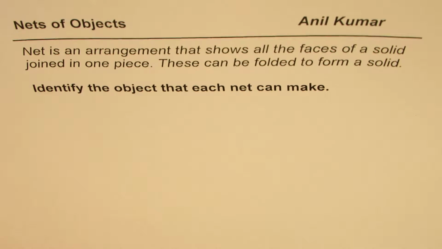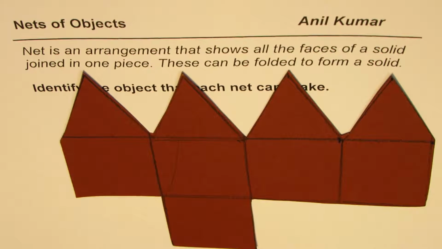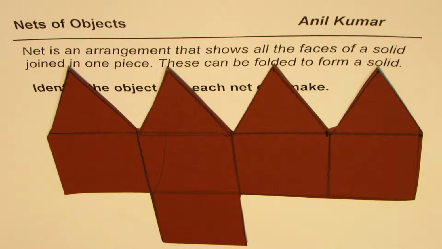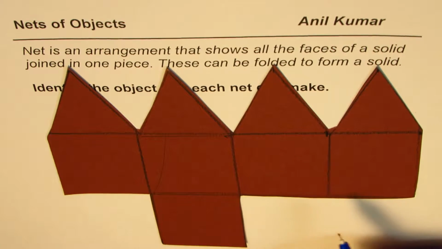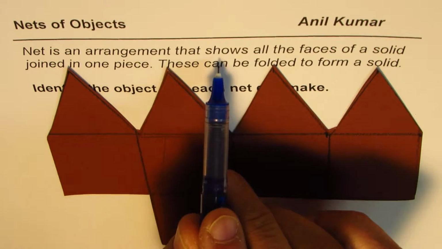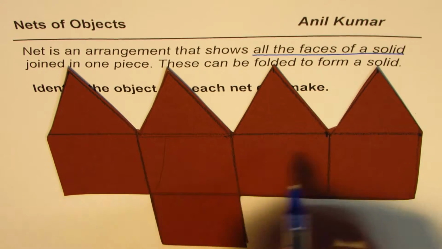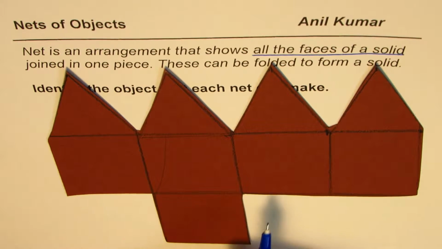Let me take one of these as the example for this video. I'll prefer to take this one. It looks like a house to me, right? So let us see, we'll talk more about this particular net. To figure out what shape this object will take, we should see what kind of faces are being shown in the net. A net is an arrangement that shows all the faces of a solid. So we should figure out what these faces are. That will give us a hint of what the object could be.